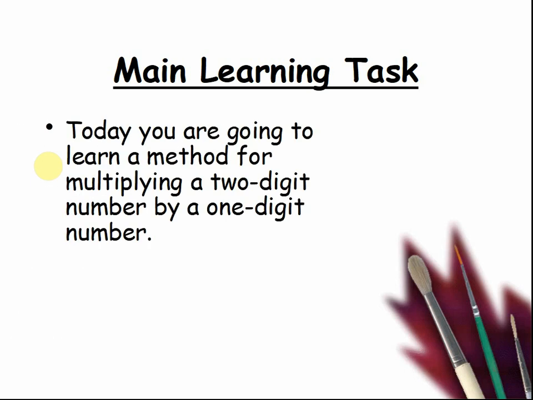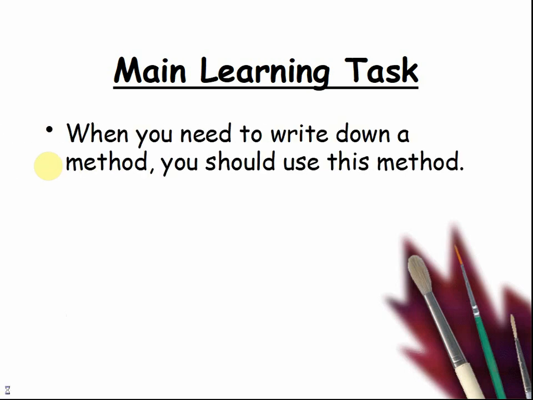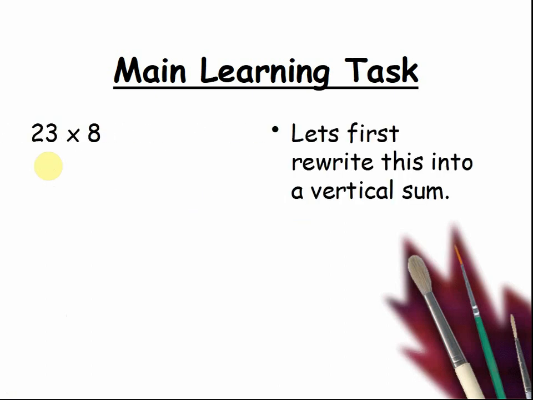Today you're going to learn a method for multiplying a 2-digit number by a 1-digit number. Are you ready? If you can do something mentally, you should do so. When you need to write down a method, you should use this method. 23 times 8. Let's first rewrite this as a vertical sum.